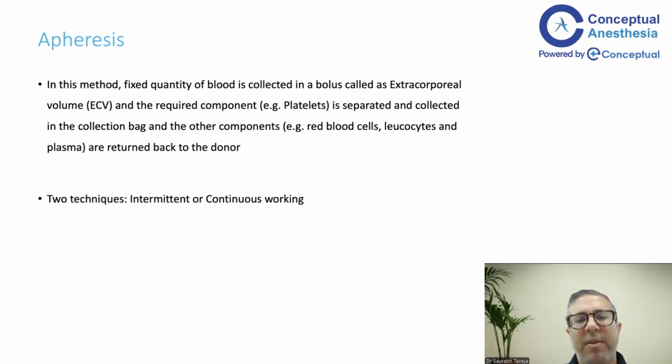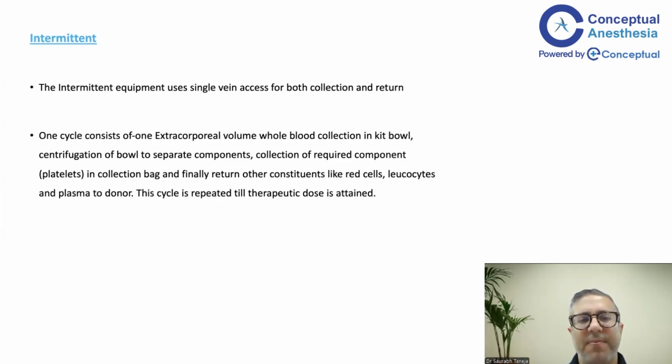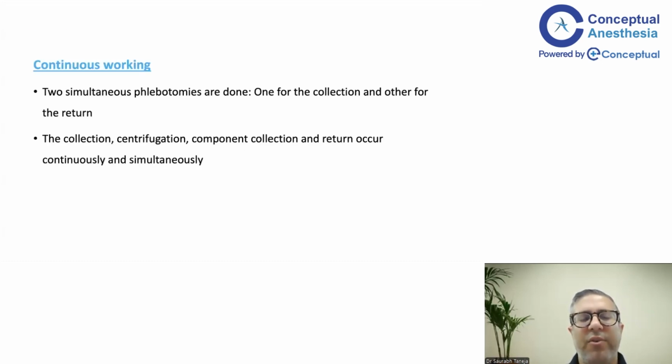Apheresis again is of two types. It can be intermittent or continuous working. Intermittent equipment uses a single vein access for both collection and return. You take the blood out of the body, separate the components, and return the other components to the donor, and you do it repeatedly till the therapeutic dose is attained. In continuous, you have two simultaneous phlebotomies. So there are two lines, one for the collection and one for the return. Collection, centrifugation, and component collection and return occur continuously and simultaneously.